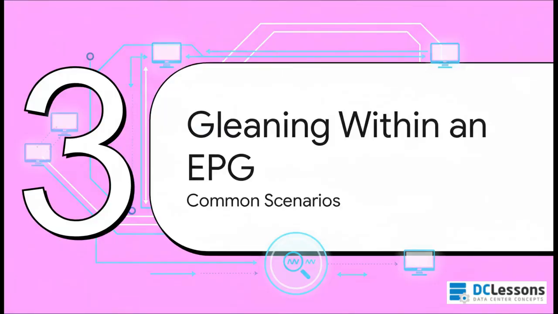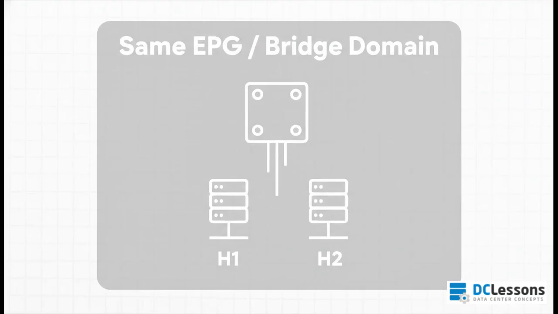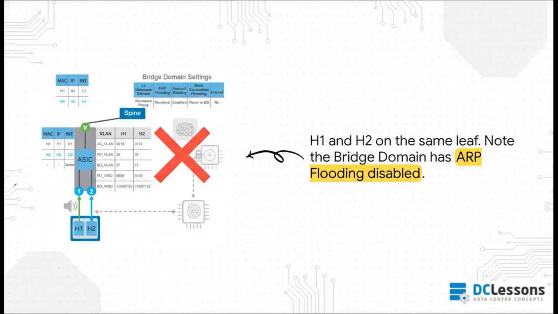All right, enough theory. Let's see this thing in action. We're going to start with the most common situation you'll see: gleaning for a host that's in the same endpoint group, or EPG. And we'll begin with the simplest setup imaginable. We've got two hosts, H1 and H2. They're plugged into the exact same leaf switch, and they're in the same VLAN. Easy peasy.